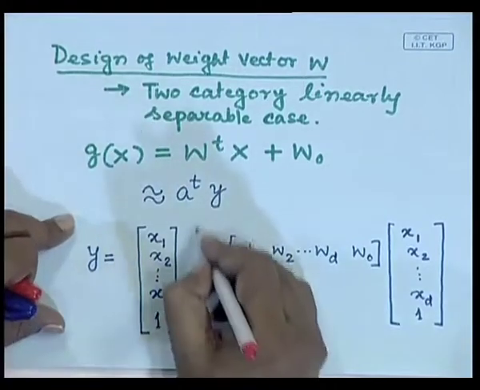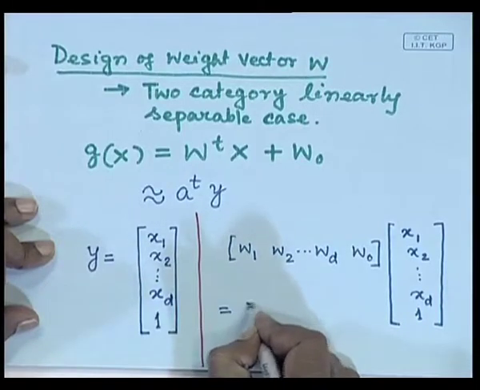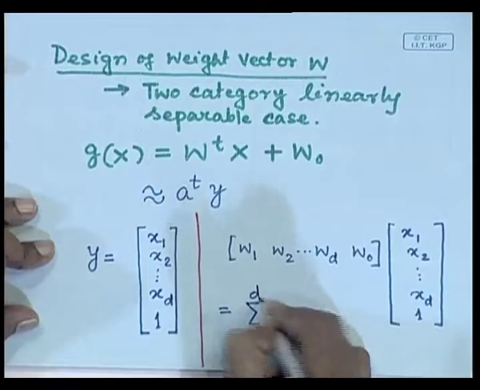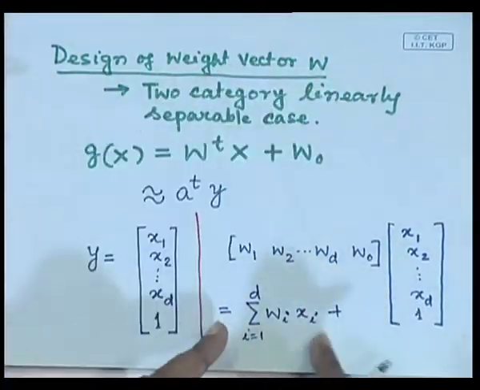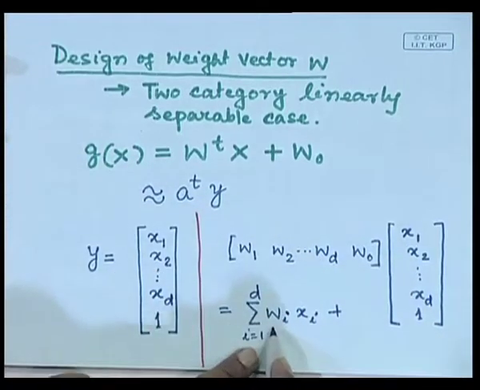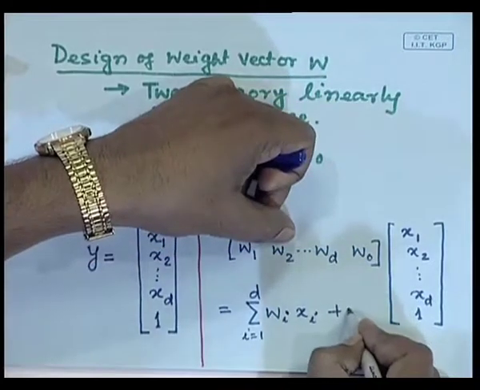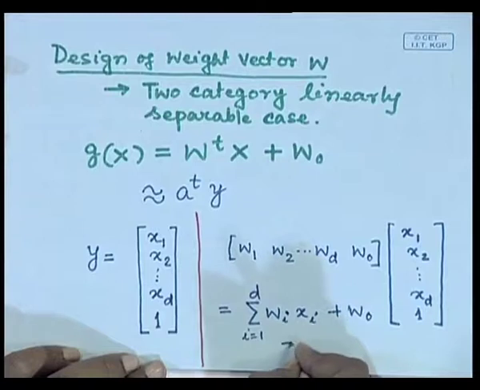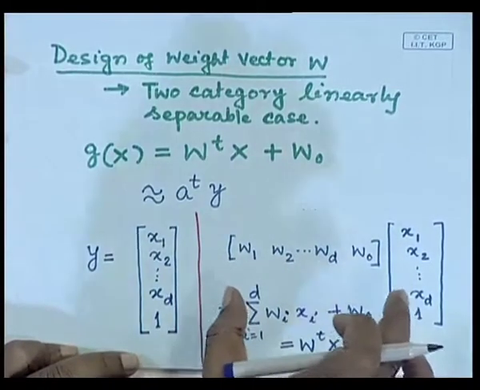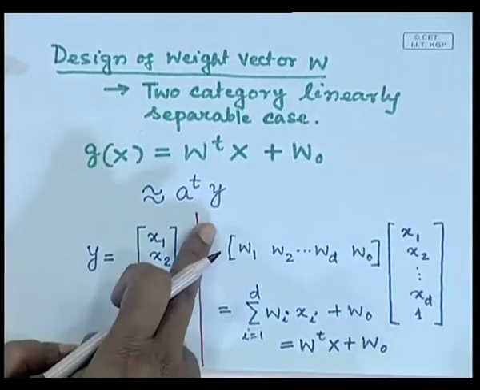So, if you do this multiplication, this multiplication is nothing but the summation of w i x i, i varying from 1 to d, plus w naught. Up to d components are taken care of by this summation term: x 1 w 1 plus x 2 w 2 plus x 3 w 3 up to plus x d w d. So, this is the sum of w i x i with i varying from 1 to d, plus w naught into 1, which is nothing but w transpose x plus w naught. So, I get exactly the same expression as this. The only thing I have to do is augment 1 to the feature vector x, giving me an augmented feature vector y.